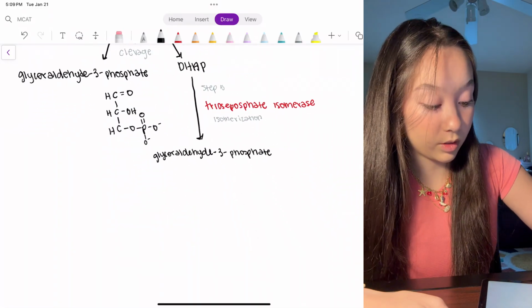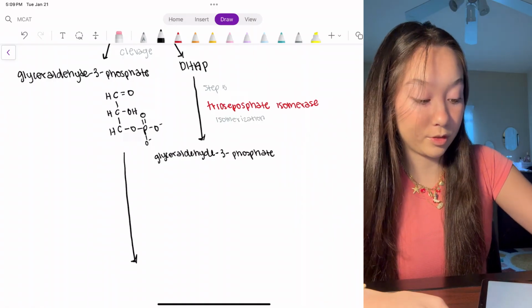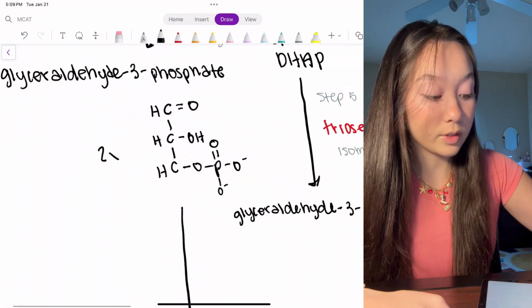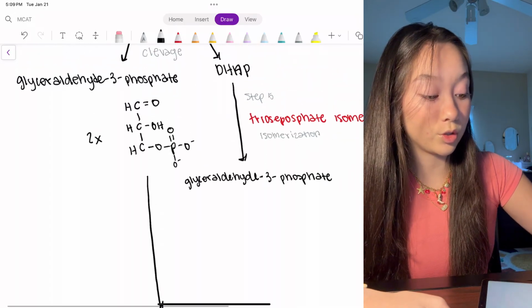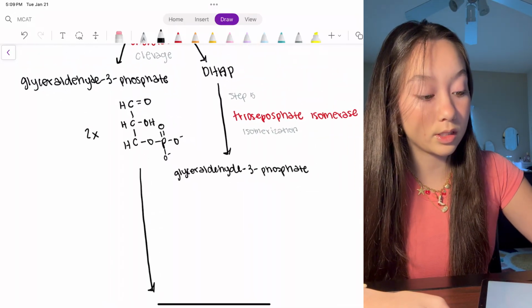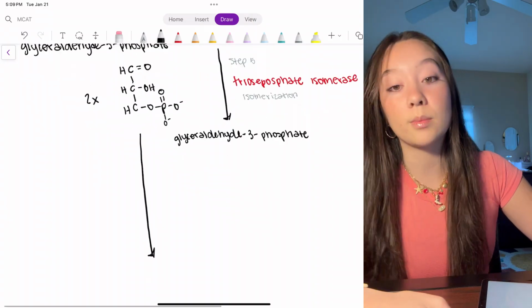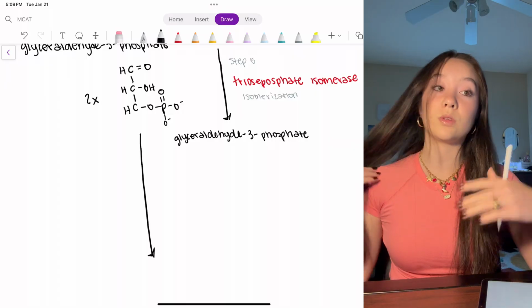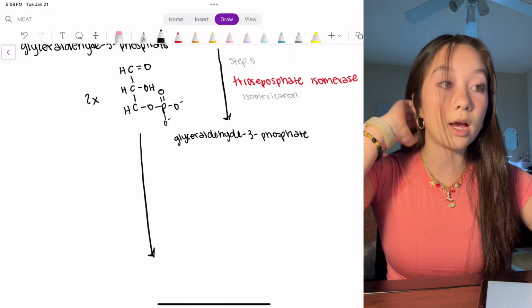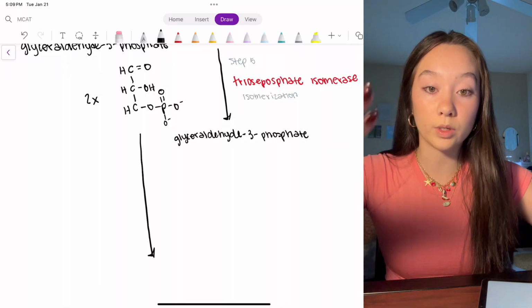Okay, moving on from here. Remember, there's 2 of these. So everything that we do from here on is going to be doubled because we have 2 of these glyceraldehyde 3-phosphates. So now we are entering something called the energy payoff phase. So we finished the energy investment phase. We've invested 2 ATP, and now hopefully it's going to pay off and we're going to get a higher yield of ATP.